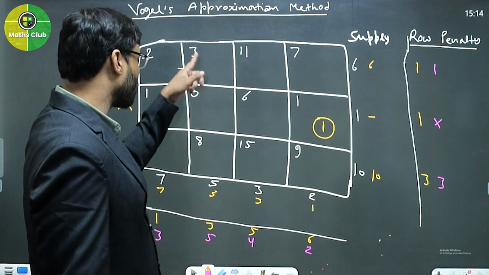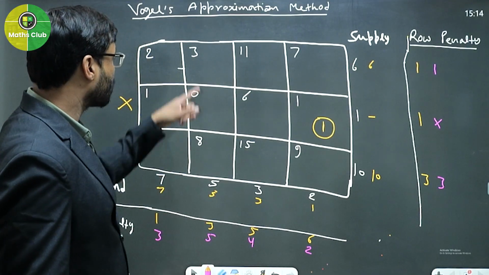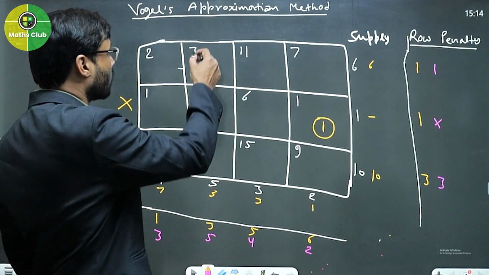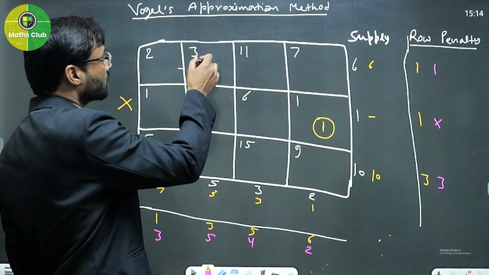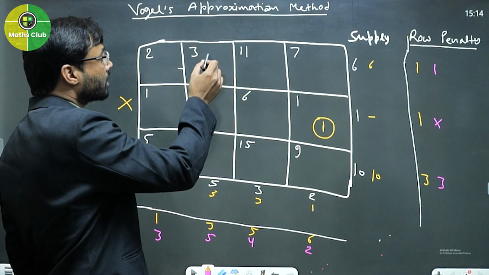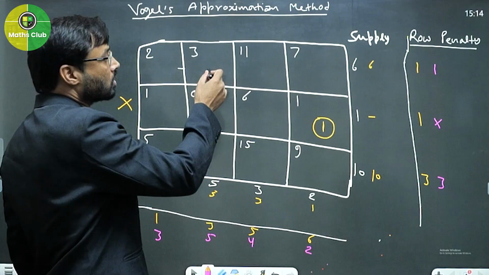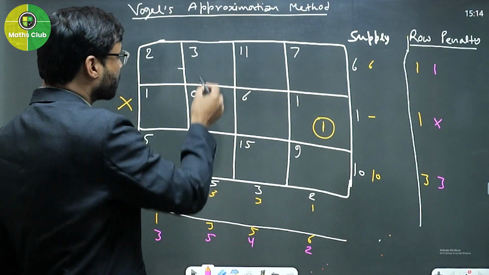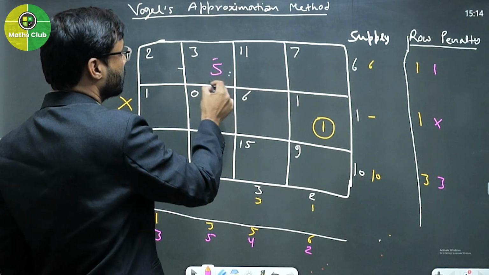So that means again in column 1. In this column, now choose which one is the smallest cost. So now 3 is the smallest cost, so allocate as much as possible to this cell. Your supply is 6 and demand is 5, so obviously this cell can get the 5.